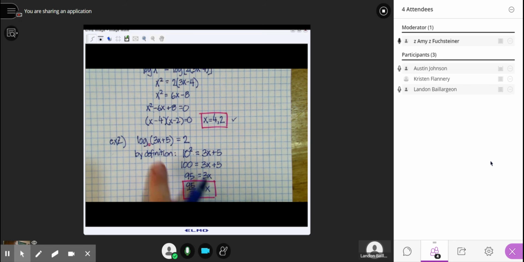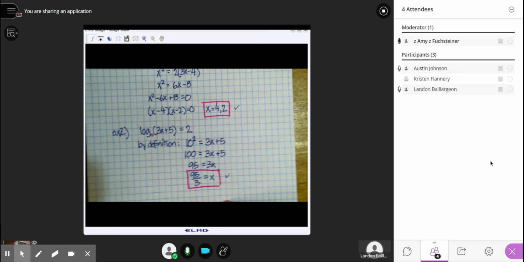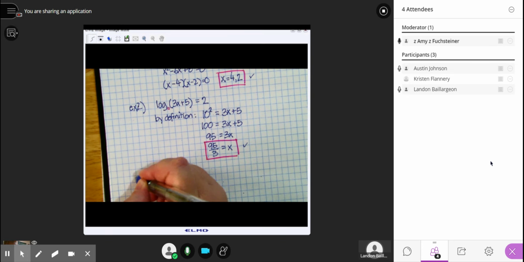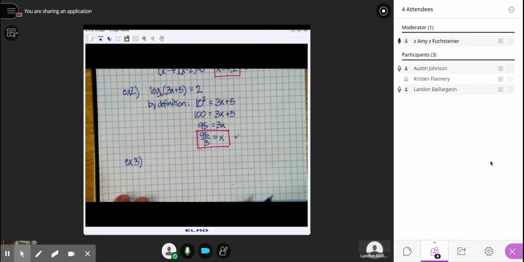And if I put 95 over 3 in, 3 times that is 95, plus 5 is 100. Log base 10 of 100 is indeed 2. And so it checks. Did you check that out? Did it work for you? Okay. Good. I think I might run out of room for this one, but that's all right. I can get it done.